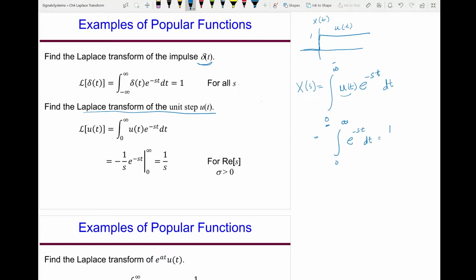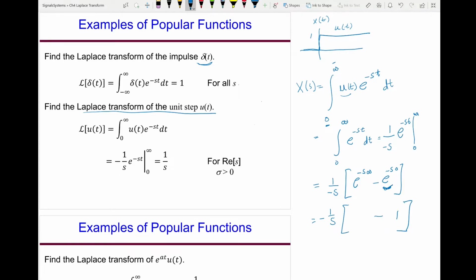And the integral of this one is just 1 over minus s, e to the minus st, evaluated from 0 to infinity. This is equal to 1 over minus s, plug in t equals infinity minus plug in t equals 0. Now this term we have no problem with because it's just 1. So that's minus 1 over s.